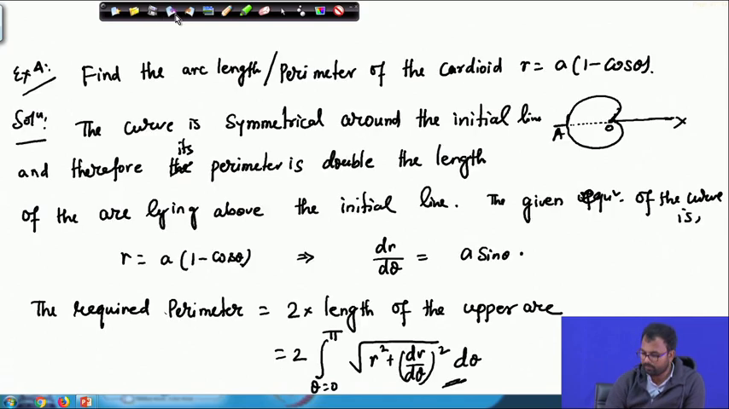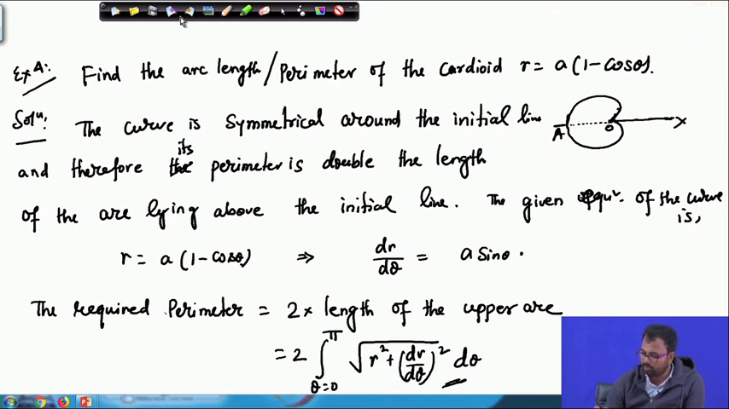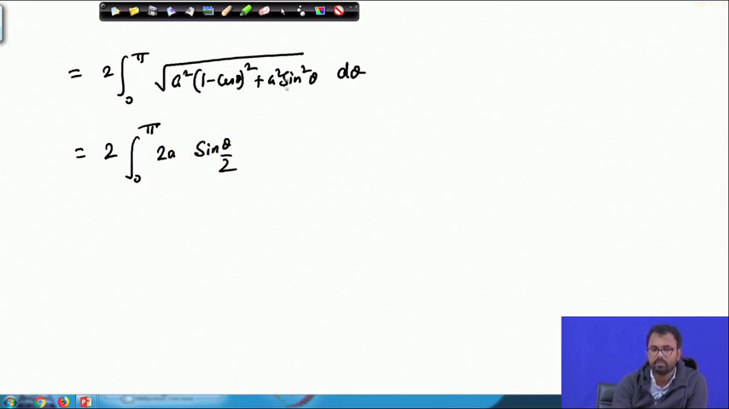This will be r square. So two times integral from 0 to pi, we will have a square 1 minus cos theta whole square plus a square sin theta whole square, that means sin square theta d theta. So from here we will basically obtain 0 to pi, from here we will basically obtain 2 a sin theta by 2. This is a very simple trigonometrical calculation which I am leaving up to the students, d theta, and then this one will be 4 a sin theta by 2. So its integration will be minus 2 cos theta by 2 integral from 0 to pi.